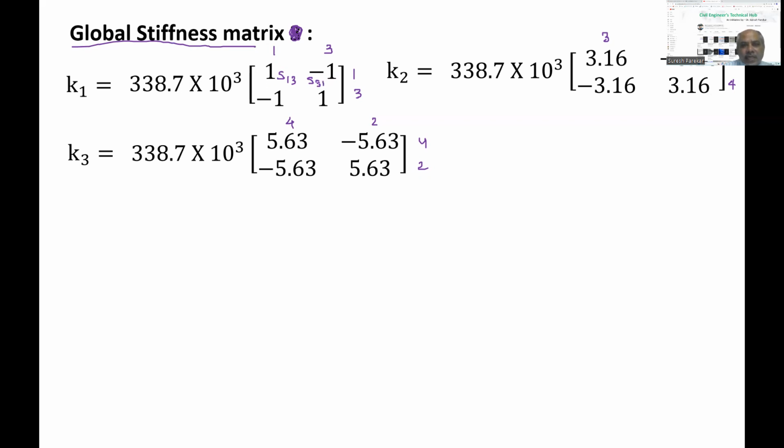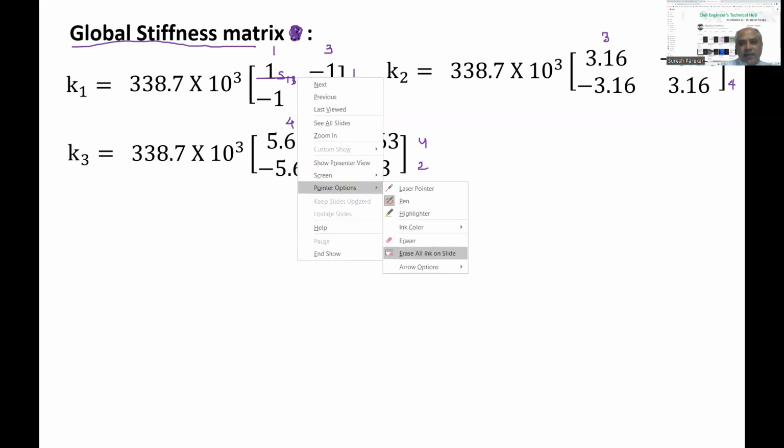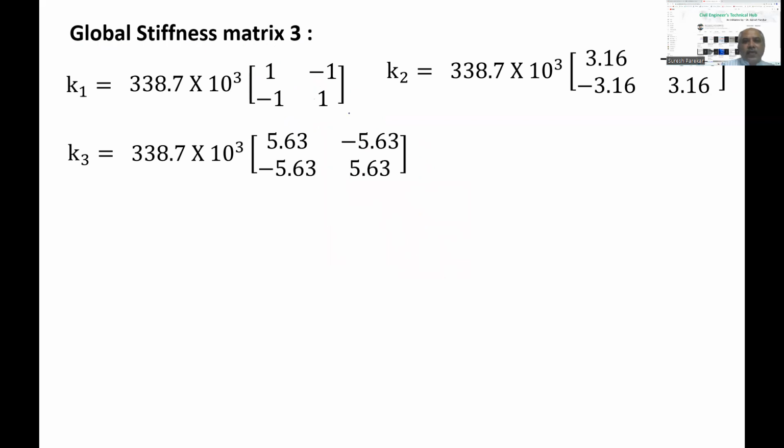So sorry, this as S1,1. This will be S1,1. So I will write it properly. So we have actually this is 1, 3. So this is 1, 3. Then I have this as 3, 4, 3, 4. And then here we have 4, 2, 4, 2.